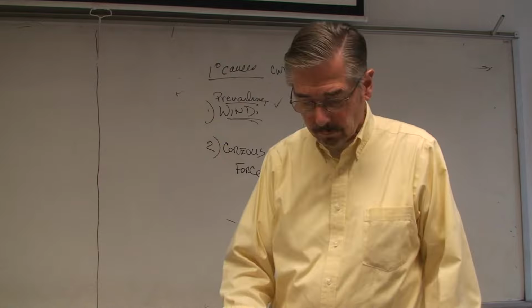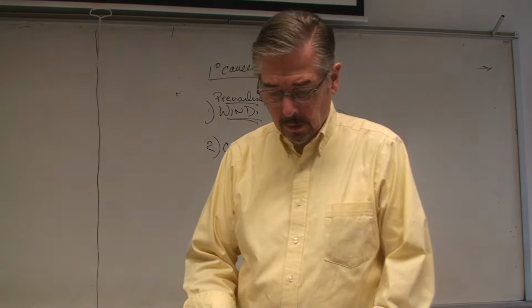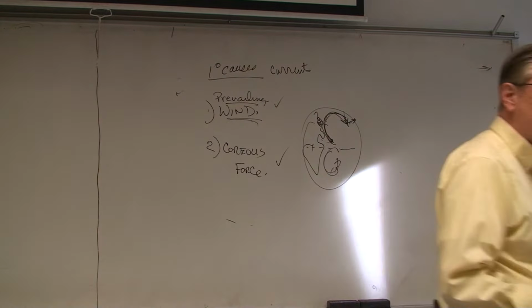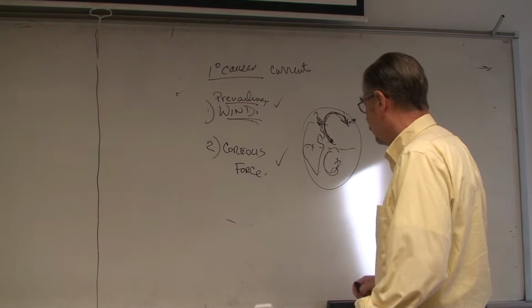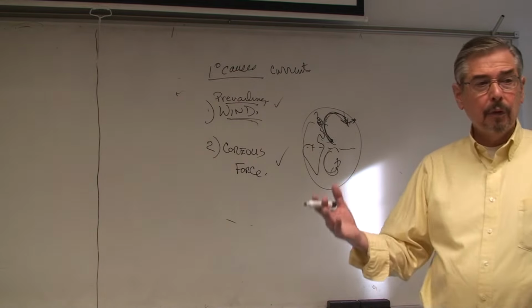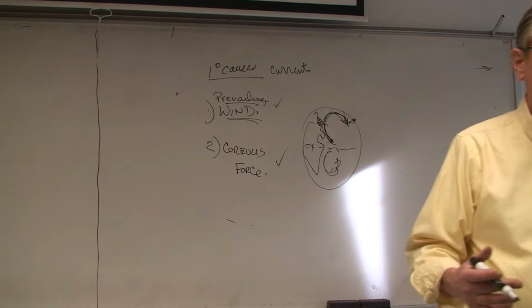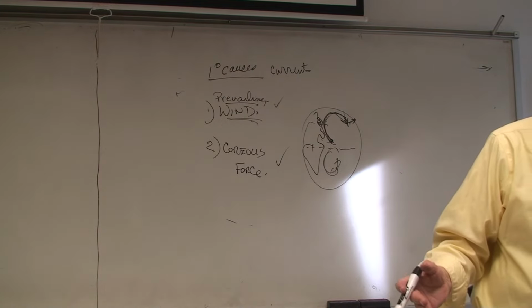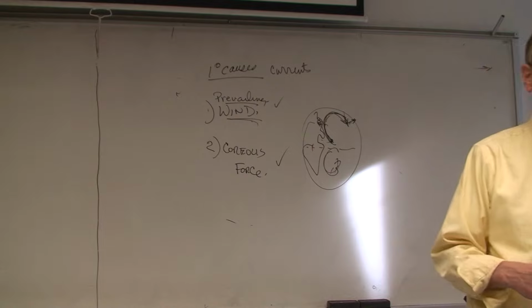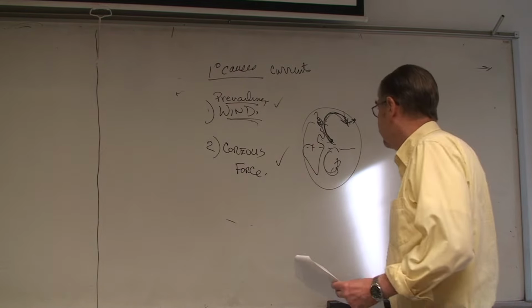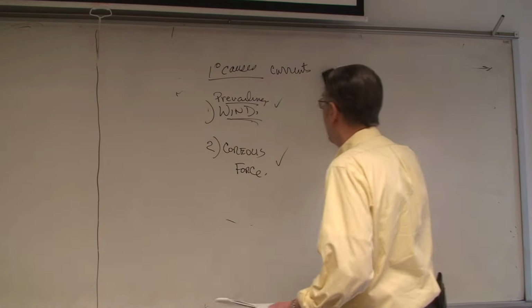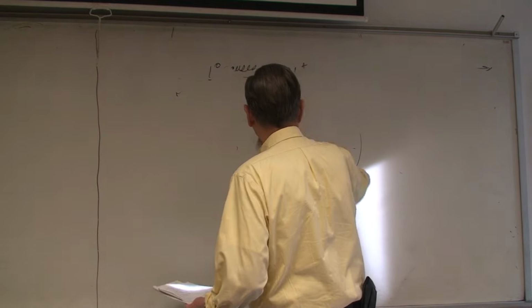All right, so that's the basics of the causes of currents. Basically, the wind and the Coriolis force. Primary causes of currents, prevailing winds, and the Coriolis force. Now, life would be very simple if that's all we had to worry about. But there are things that also affect the direction of currents. So, what kinds of things affect the direction of currents?